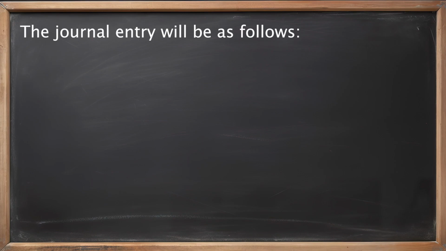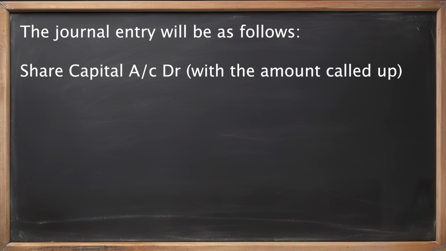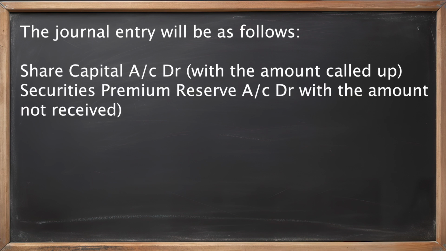When the shares are forfeited on which the amount of premium has been made due but has not been received, either wholly or partially, the securities premium reserve account will be cancelled. At the time of making it due, the securities premium reserve account was credited. So now, on forfeiture, it is debited to cancel the previous effect. The journal entry will be as follows. Share capital account debited with the amount called up. Securities premium account debited with the amount not received.